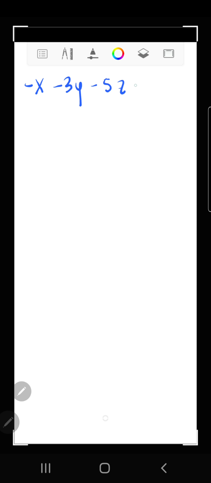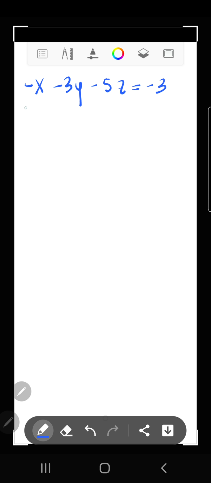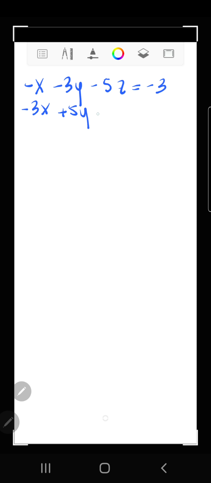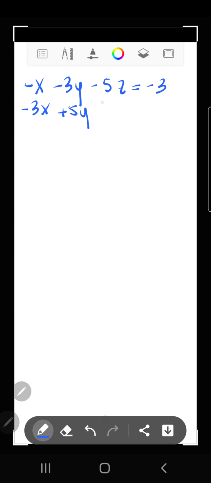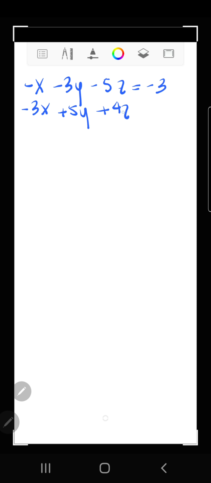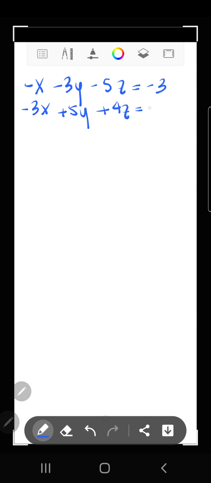How to solve a system of three equations with three variables. On the first step, we will write the equations, which are minus x minus 3y minus 5z equals negative 3. Second equation, negative 3x plus 5y plus 4z equals negative 5.